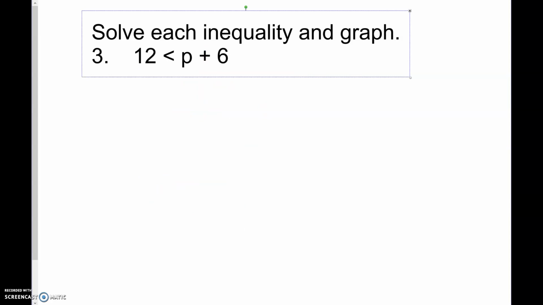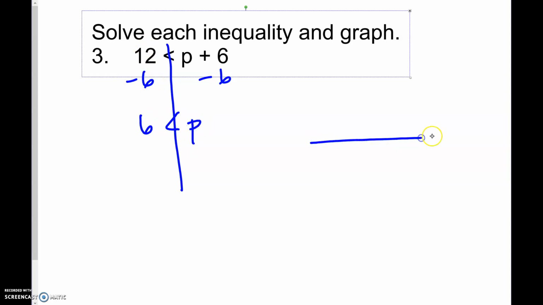All right, in this one, the whole point of me saying that was because if you look at this one, do you see where the P is on the right? So we're going to solve it exactly the same. Because that says plus 6, we're going to subtract 6. So 12 minus 6 is 6. Now we have our symbol and we have P.